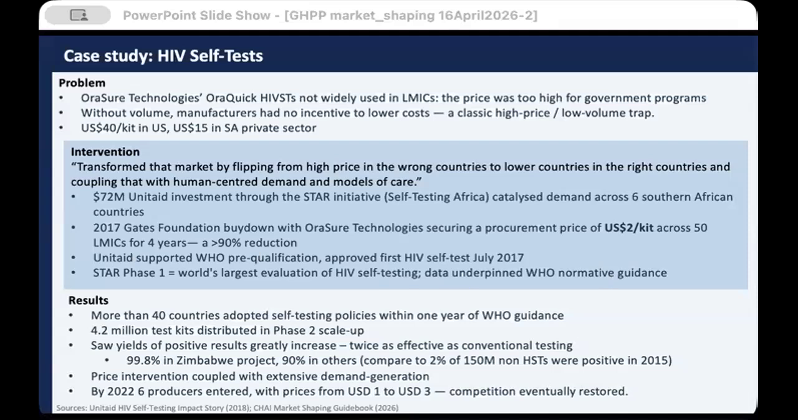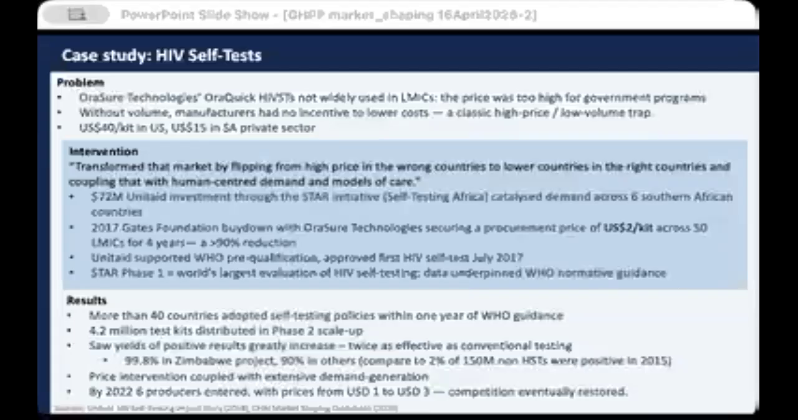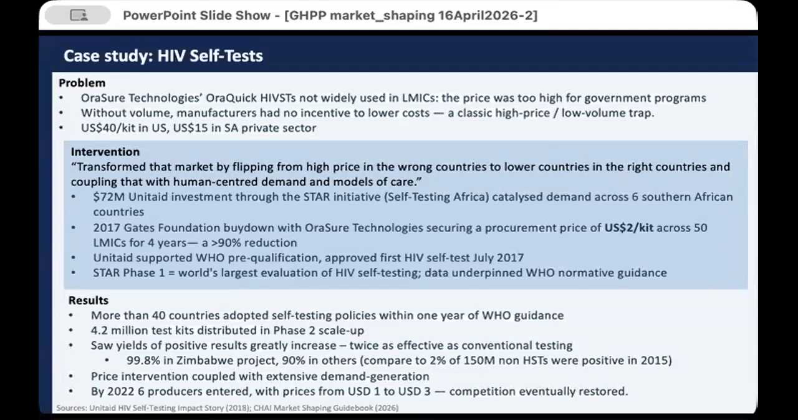So what happened was Unitaid had what's called the STAR Initiative, Self-Testing Africa, that catalyzed demand across 6 Southern African countries. You had a Gates buy down to lock in a price with just one company that only had the one product at the time, a price of $2 a kit across 50 countries. That was a 90% reduction of the price that we were aware of. And Unitaid supported the evidence gathering that then informed the guidelines that WHO came out with, that then saw uptake of those guidelines in more than 40 countries.